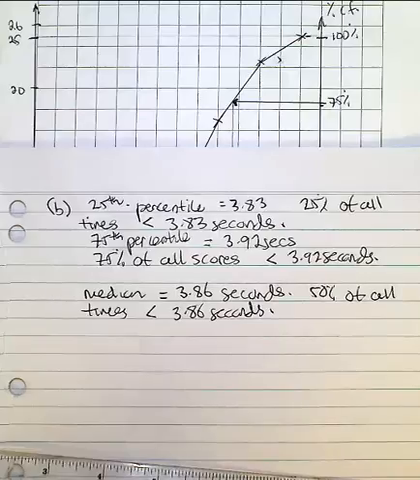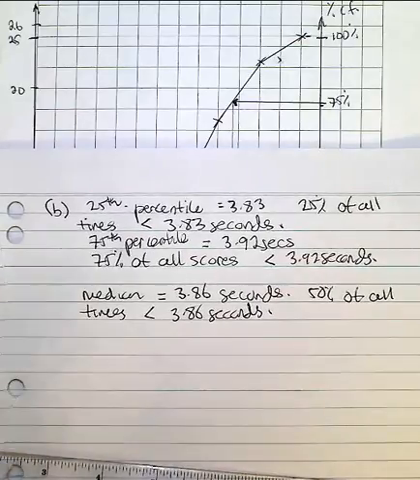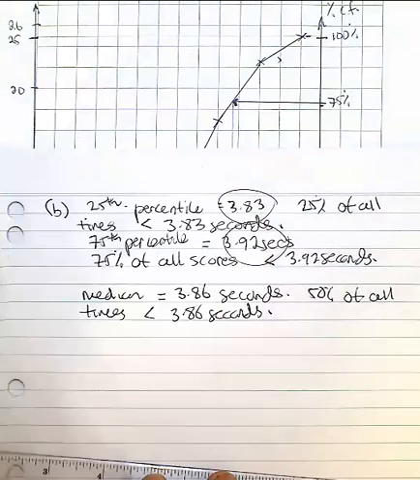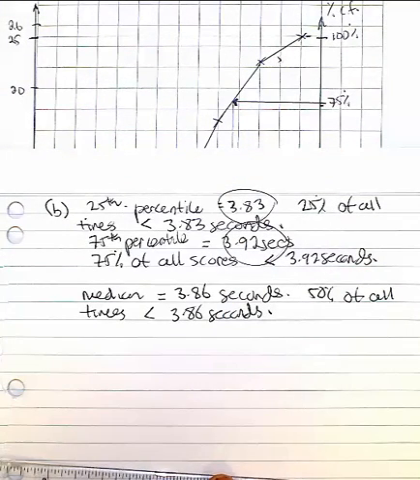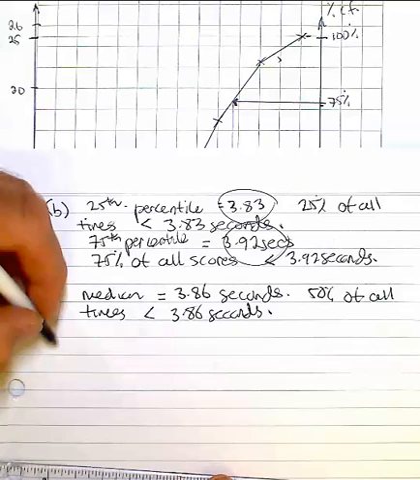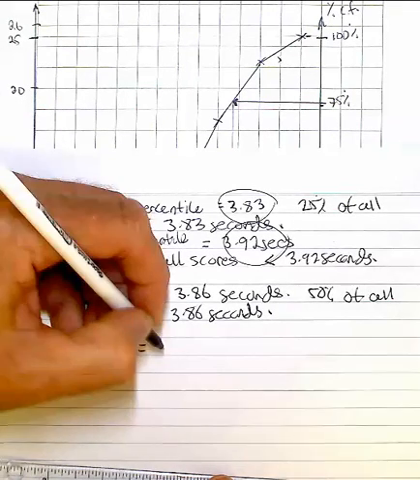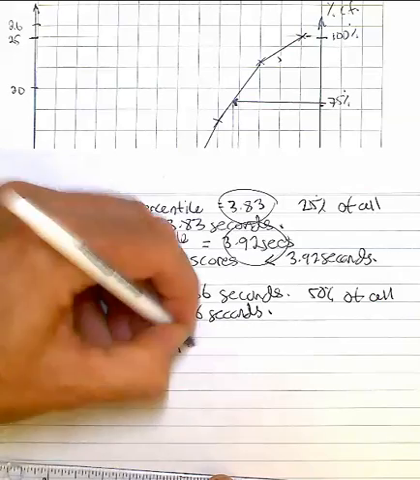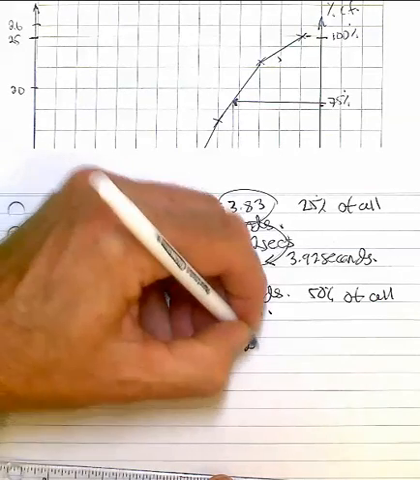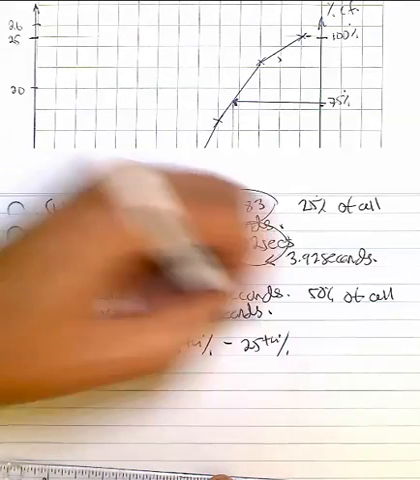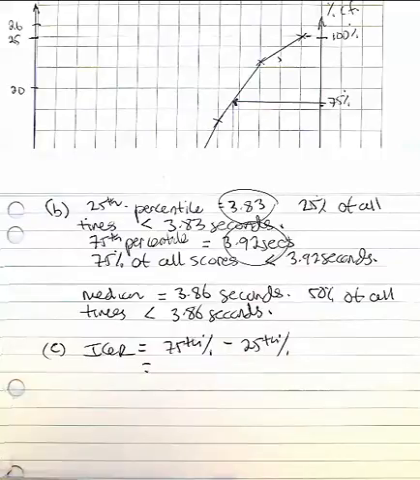Now I can then go ahead and work out what the interquartile range is simply by subtracting the 3.83 from the 3.92. So it's really an approximation, but the 75th percentile take away the 25th percentile. I'll leave you to do that.